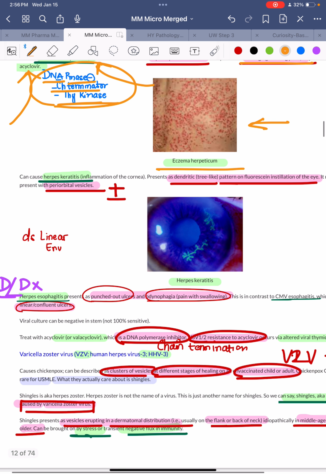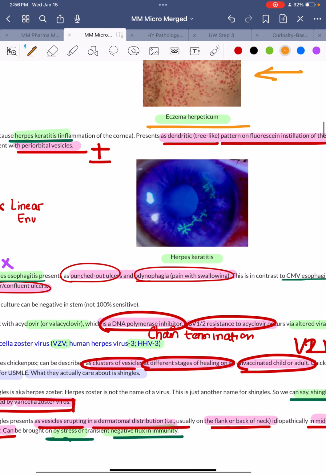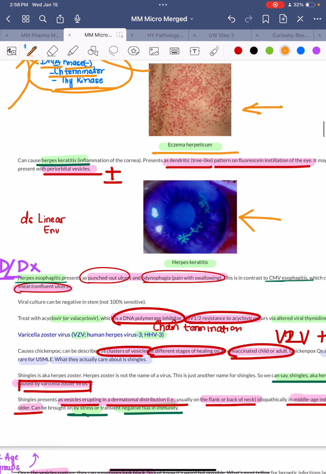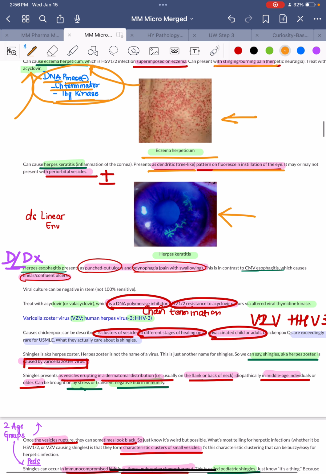And they can show you this picture for eczema herpeticum and this picture for herpetic whitlow, and it's possible that they show you a picture in which there is a patient who has blurring of vision along with a dendritic, tree-like pattern on fluorescein instillation in the eye. And it's possible that the patient also has periorbital vesicles. Then of course you're going to give him topical acyclovir. The treatment would be topical acyclovir. And the diagnosis would be herpes keratitis, which is caused by HSV 1 and 2.